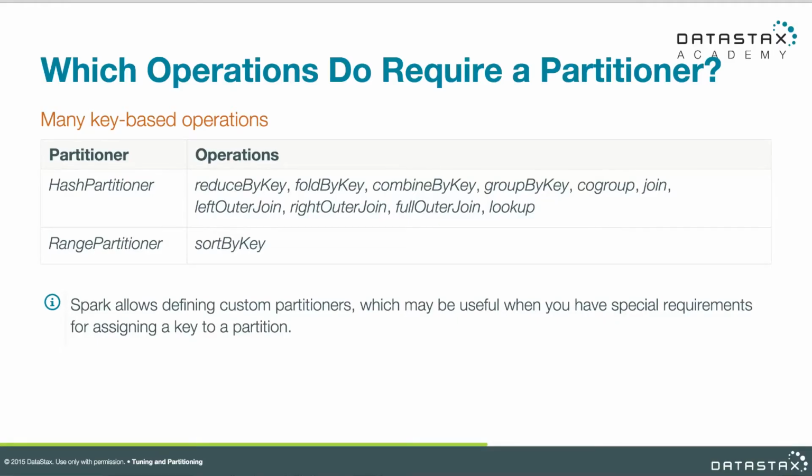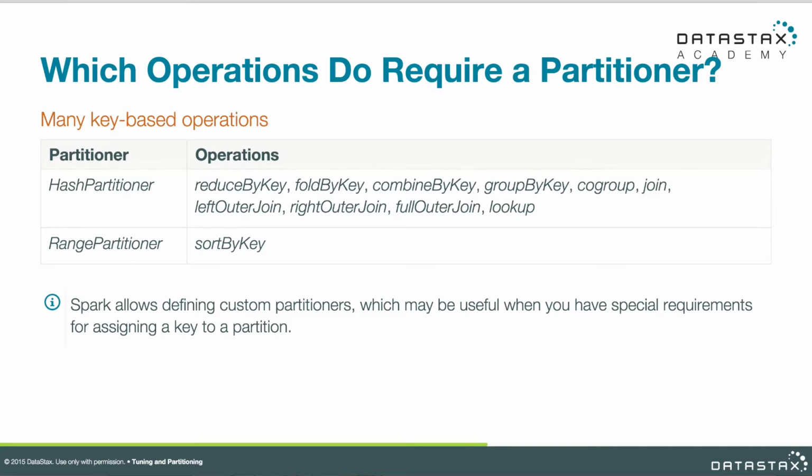Now, as you may recall from our earlier treatment of partitioning, not every operation, not every transformation or action even, requires a partitioner. They may return none when you look at their partitioner. Some, however, do, and let's take a look at those. Operations like the ones we show here, reduce by key, fold by key, combine by key, cogroup, join, you may notice those all have something in common. Those are key-based operations. Those all require the hash partitioner. The range partitioner is required only by sort by key. Since the RDD that comes out of that is going to be ordered, it needs a partitioner that's able to preserve that order. And remember, you can provide a custom partitioner.